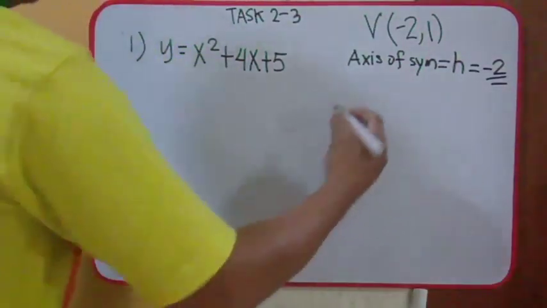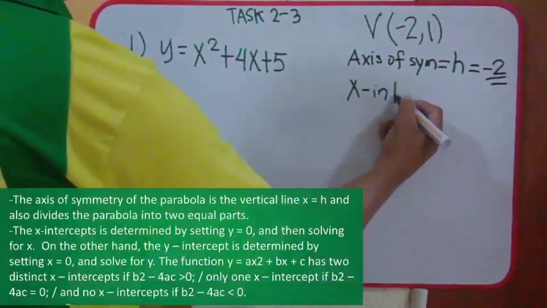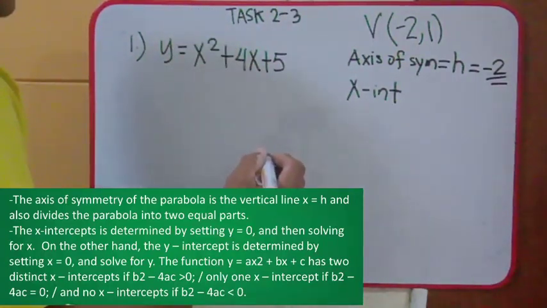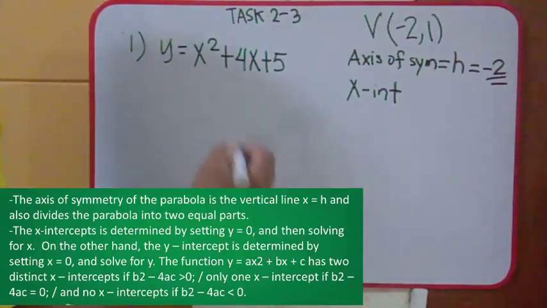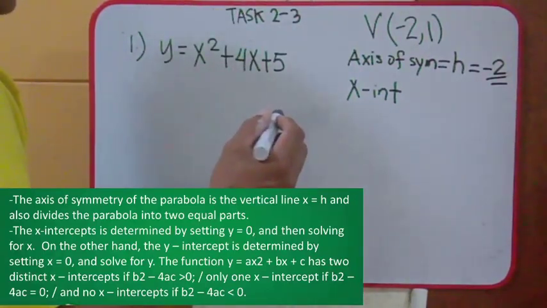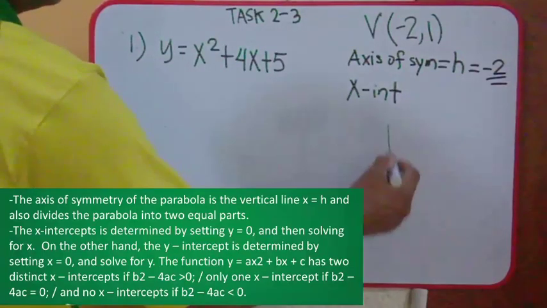Now, the x-intercept. Yung x-intercept, ma-identify natin kung may x-intercept if b squared minus 4ac is equal to 0 or b squared minus 4ac is greater than 0. But if b squared minus 4ac is less than 0, it means wala siyang x-intercept. Or, para makita natin kung siya ay may x-intercept, maggagawa tayo ng graph.